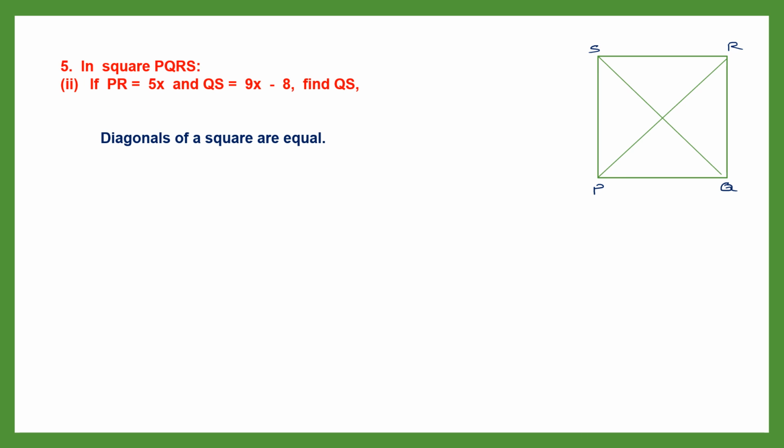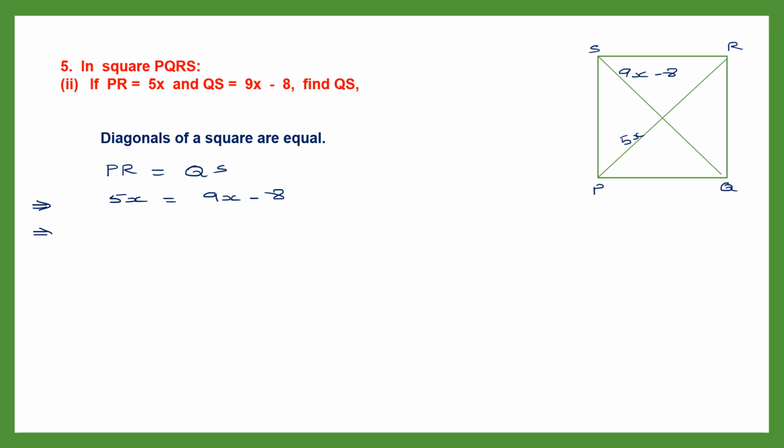So let's write it here. So this is 5x. And the other diagonal QS is 9x. So this is 9x minus 8. And we know the diagonals of a square are equal. So we can write that as PR is equal to QS. And how much is PR? PR is 5x. And that is equal to 9x minus 8.